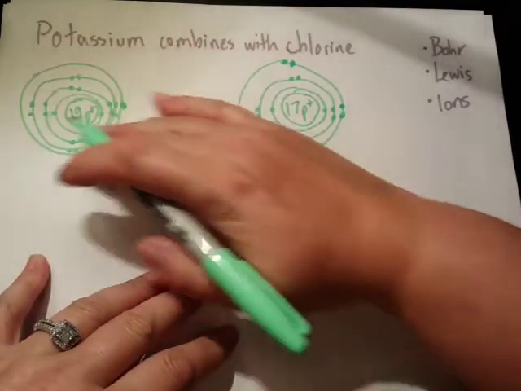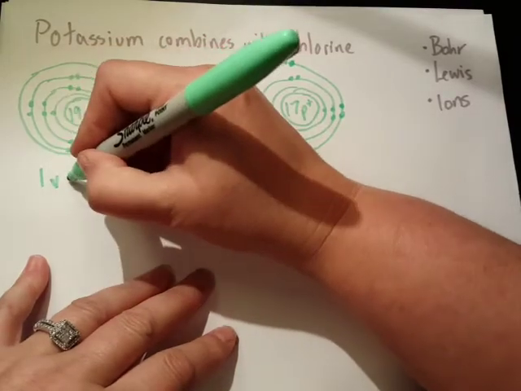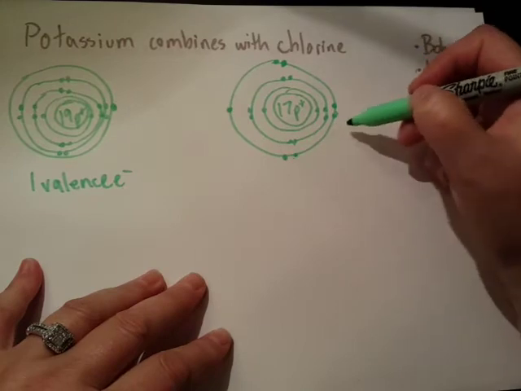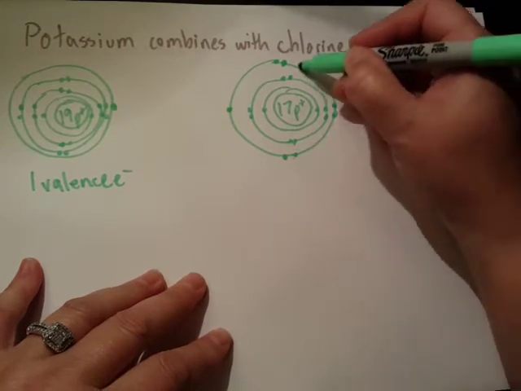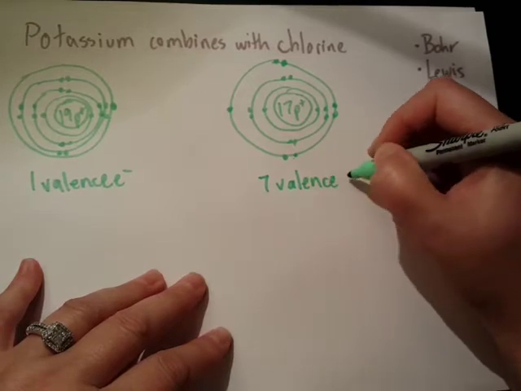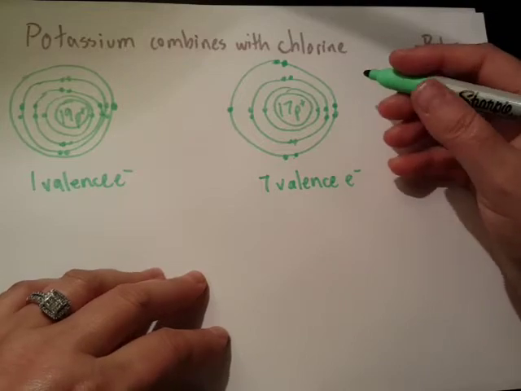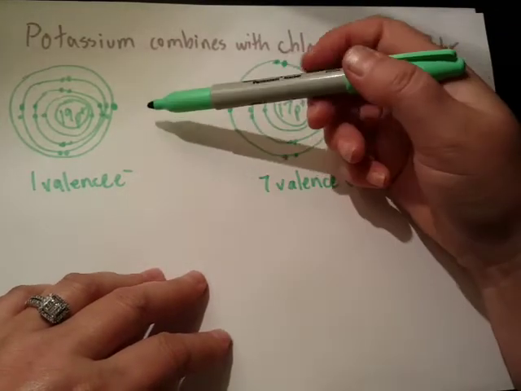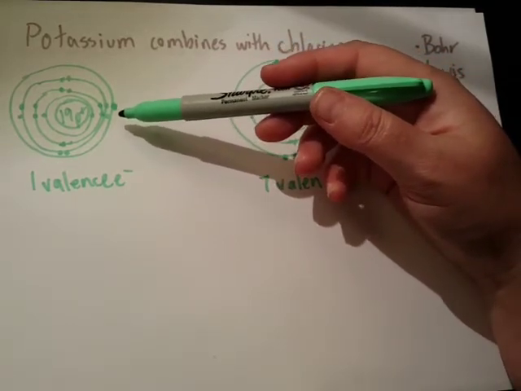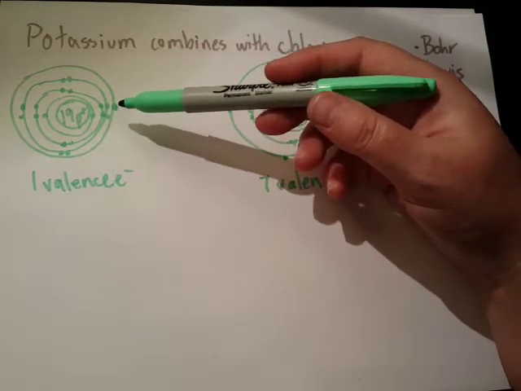Looking here at potassium, we see that there's just one single electron in the valence shell. When we look at chlorine, we see that there's a total of 7 valence electrons, and valence means the outermost energy level. So looking at potassium, we know it wants to observe the octet rule. It wants to have a full valence shell. It can either somehow get 7 electrons to get a full 8, or it can give away.